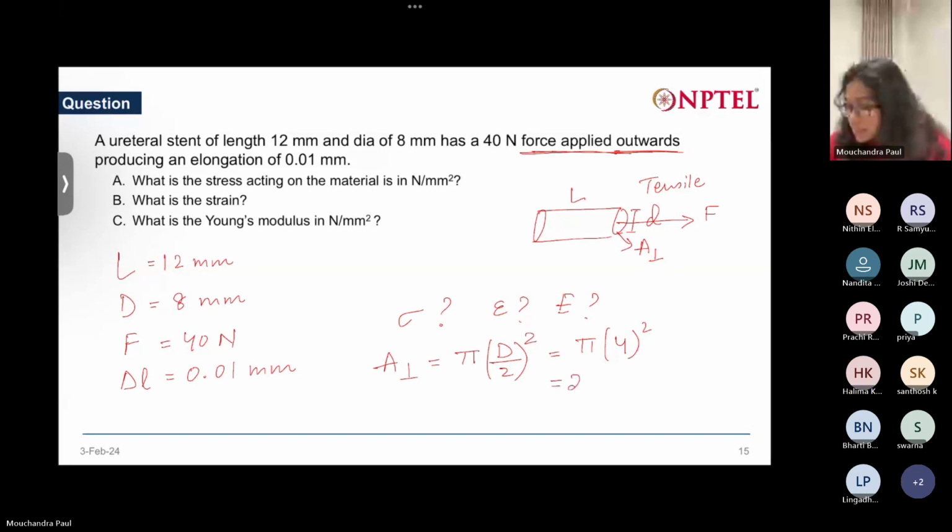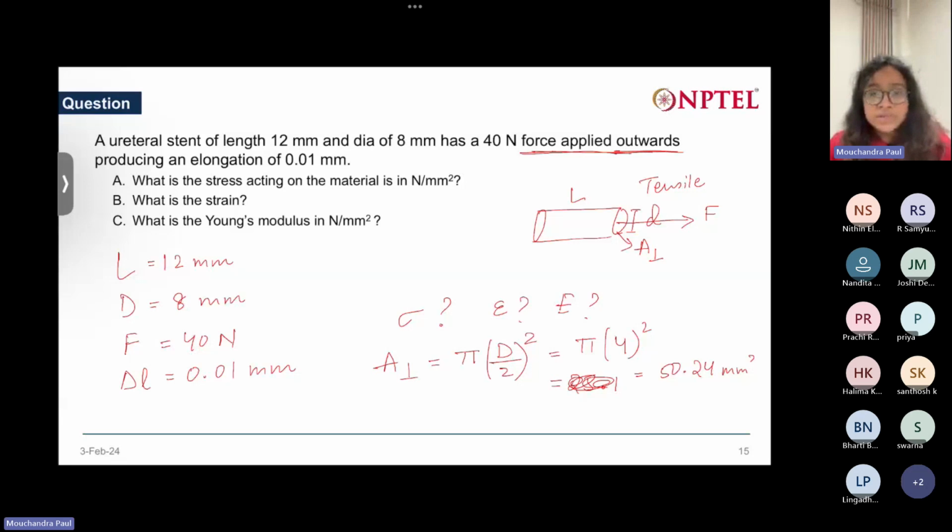25.12. Okay, just quickly check. Are you sure it is 25.12? It's 50.24. Yes, 50.24 mm square.